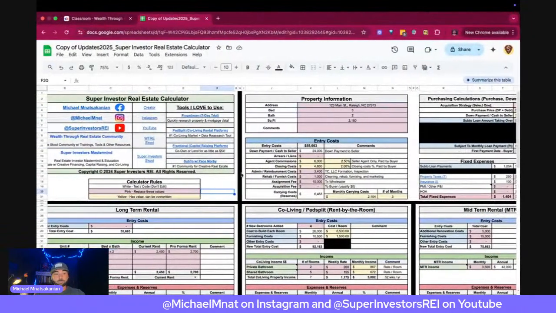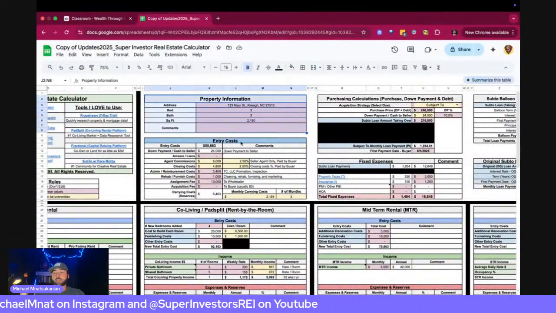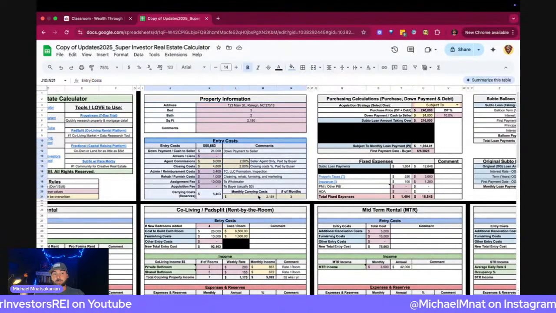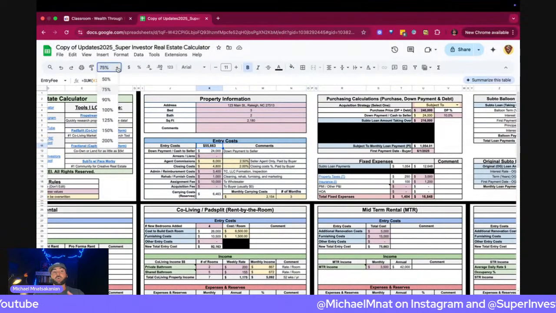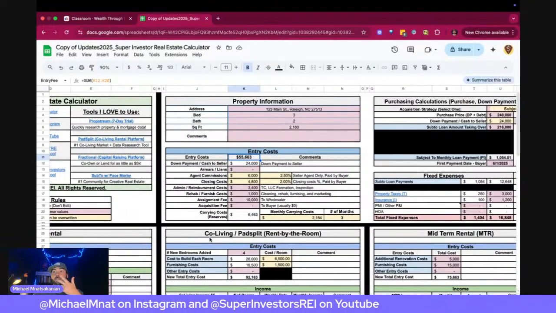All right. So, very simple property information. You're going to put in the property info that you're going to analyze. Then you're going to do the entry costs for the property. So the entry costs are, what does it take? How much money up front will you need to acquire the property, renovate and furnish the property, and then have some reserves set aside for your property?